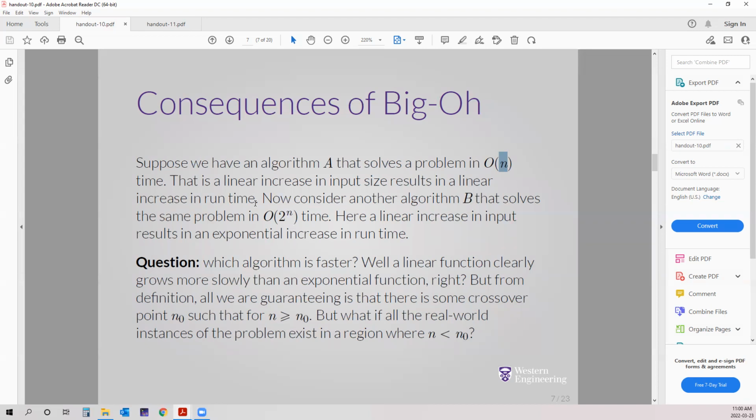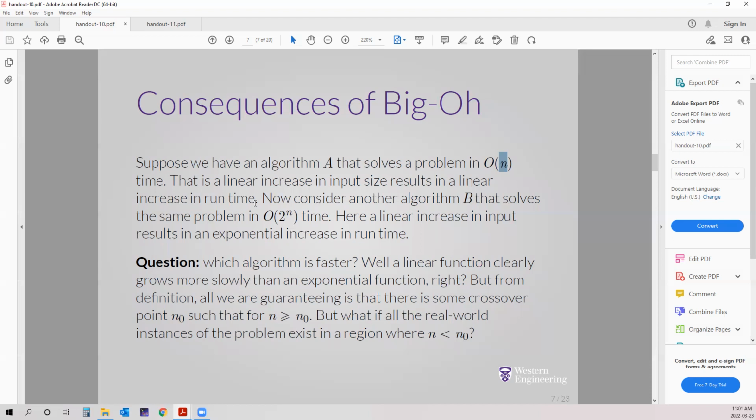Question: which algorithm is faster? Please answer. What do you think, the first one or the second one? The answer is in the slide. The linear function grows more slowly. Yes, the first one is faster. Thank you, Tammy. It grows more slowly than the exponential function, and we know this from math.